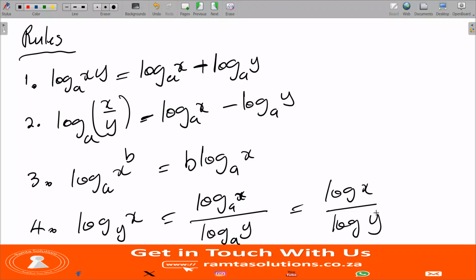Okay, guys, these are the rules that we have for logarithms. Okay, so we are going to try some examples so we familiarize ourselves with these laws.